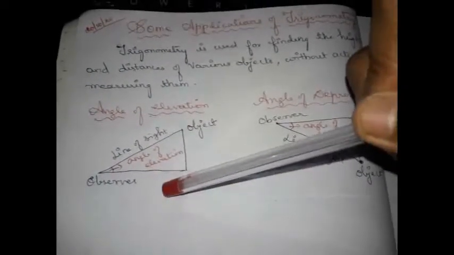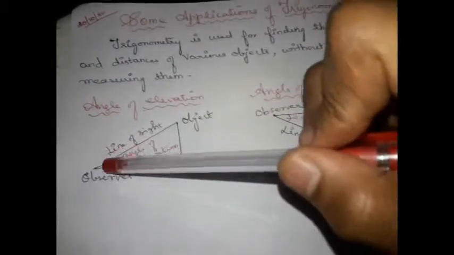If the observer is viewing an object from here to here, in the sense that the observer is raising their head to look at the object, then the angle formed is called the angle of elevation. So what is the angle of elevation? The angle of elevation is the angle formed by the line of sight with the horizontal when it is above the horizontal level. When the object is somewhere above and the observer is raising their head to view the object, then the angle formed with the horizontal is called the angle of elevation.